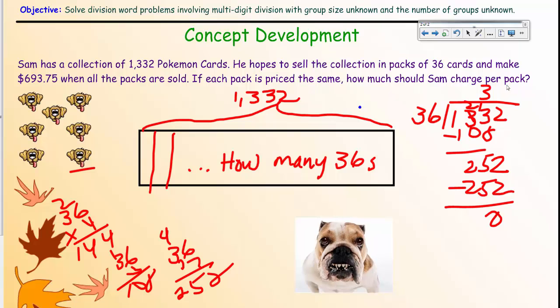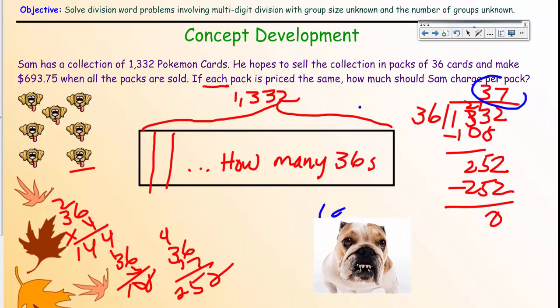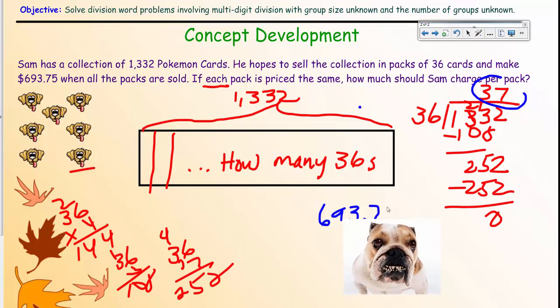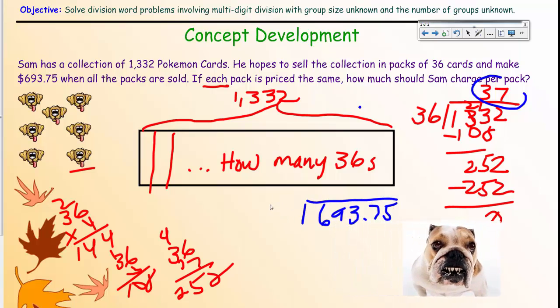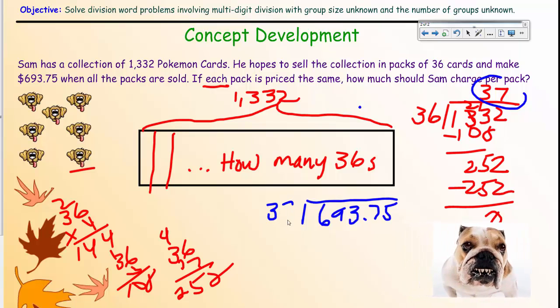And that went in there 7 times. So 37 packs is how many he's going to have. Now, he says 93 and 75 cents is what he wants to make. And we're going to divide that by the 37 packs so we can figure out how much it's going to cost per pack.